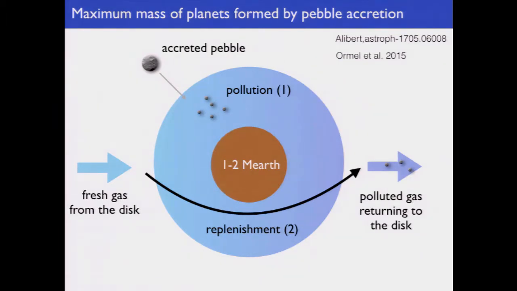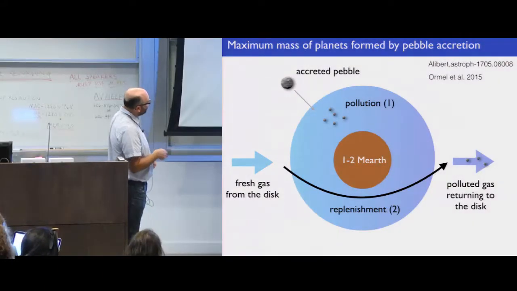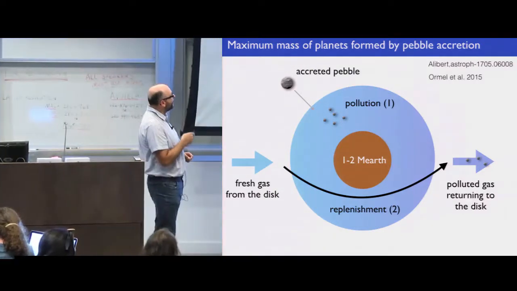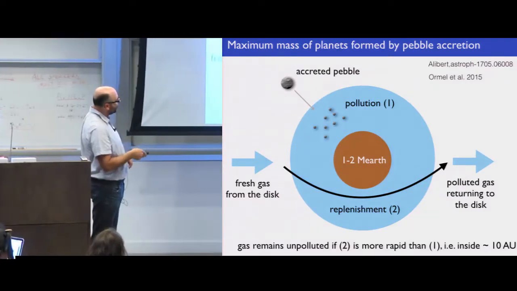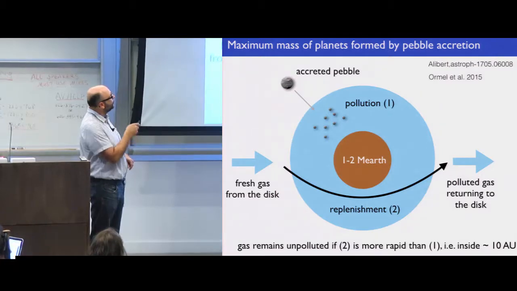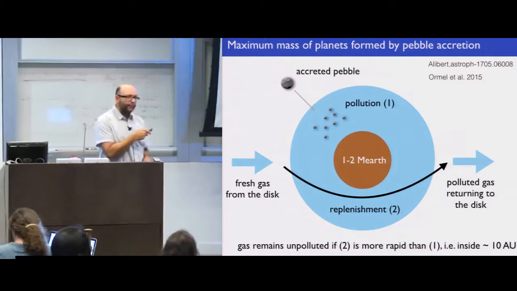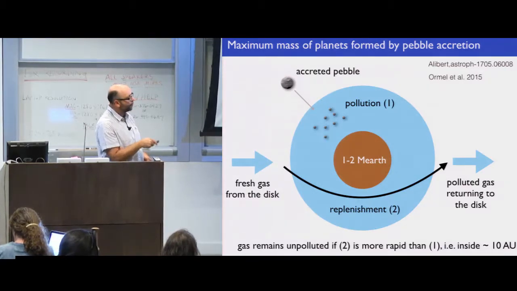And there is exchange. There is gas coming from the disk that goes inside the envelope, and gas coming from the envelope that goes back to the disk. So we have this thing that is called a replenishment process. You continuously replace the gas of the envelope by something coming from the disk. So if this process is more rapid than the pollution due to the accretion of pebbles, then you will never be able to pollute the envelope, because as soon as you put some matter in the envelope of a planet, this matter is lost because of this replenishment process.